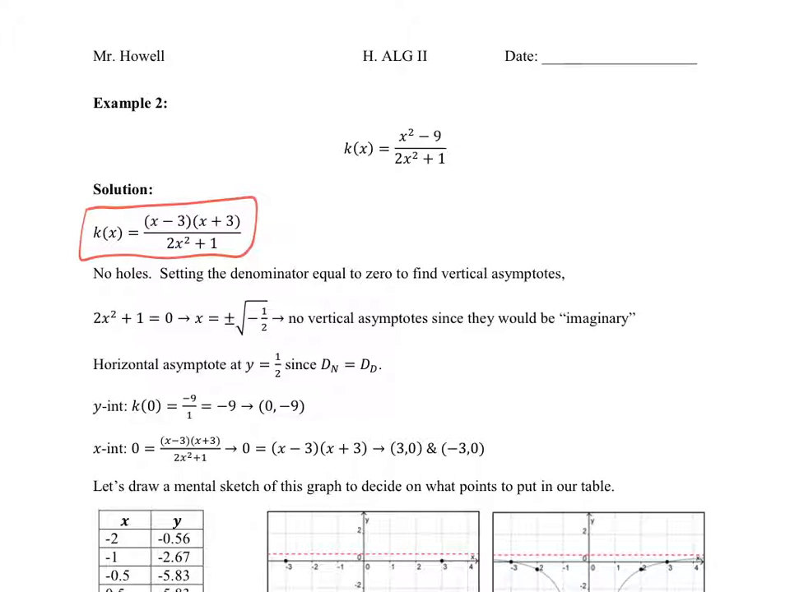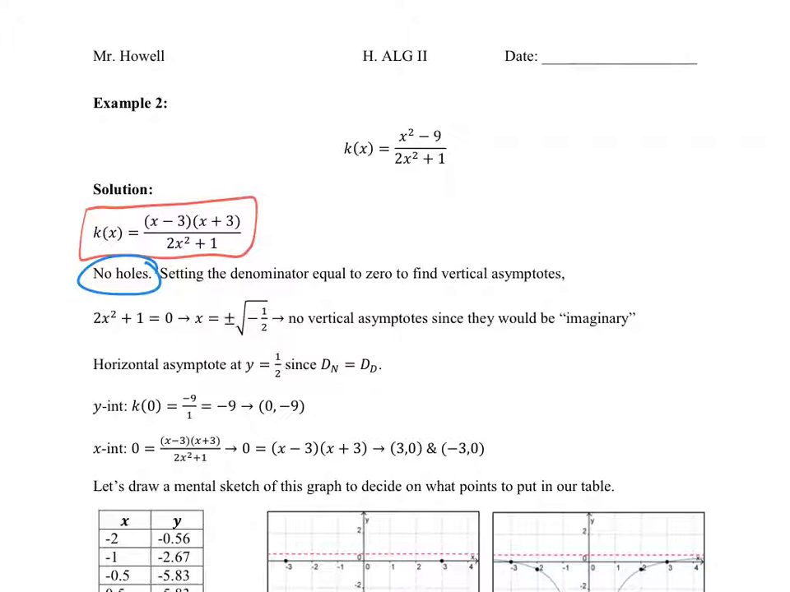Next, why are there no holes? Who can tell me the reason for this? Why are there no holes here? Bridge? If you can't factor the bottom, then you're not going to end up with anything the same all the time. Exactly. There can't be a repeated factor in the top and bottom if the bottom can't be factored to start. So you're not going to repeat a factor anywhere, so there are no holes.